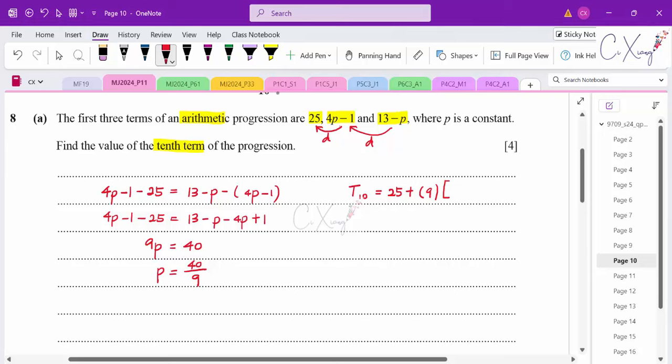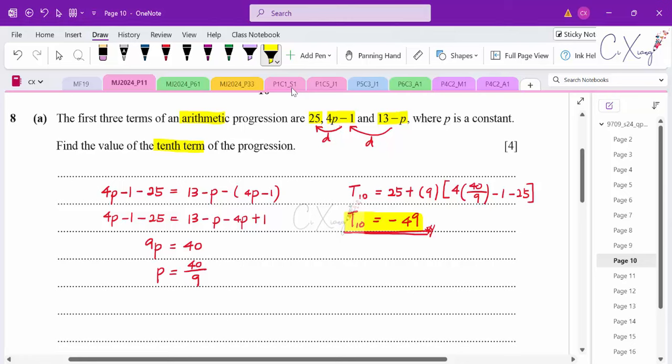To get the D, you have to take 4p minus 1 minus 25. So 4p minus 1 minus 25, this is your D. Okay, so just try to use the calculator to help you a little bit. If you didn't make any careless mistake, by right, your answer should be negative 49. Okay, so this is how we solve this question.